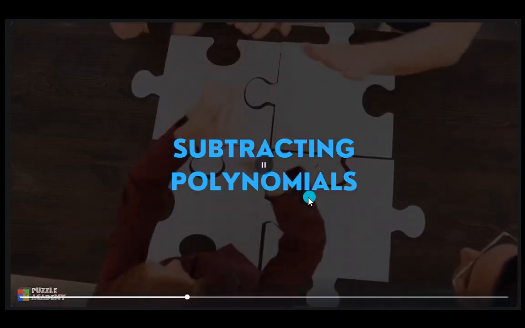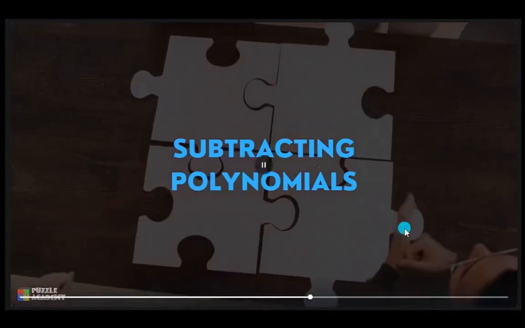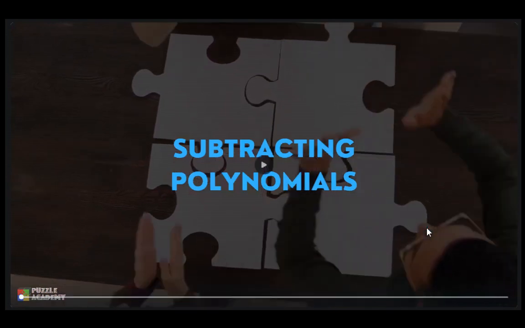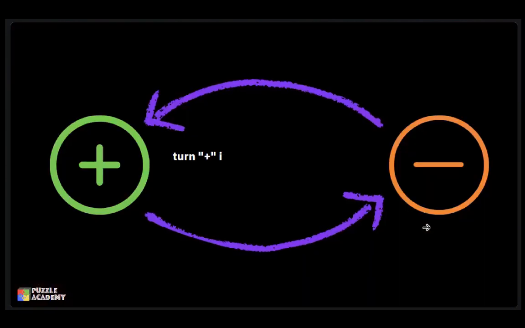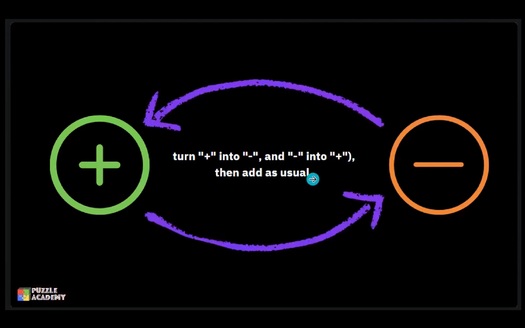So today we will learn about subtracting polynomials. So how to subtract a given polynomial. So here we have the rule na kailangan sundin. Turn positive into negative and negative into positive. Then we will add as usual.